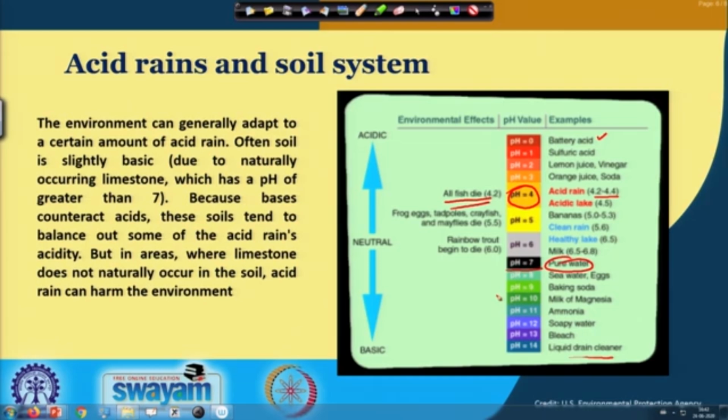The environment can generally adapt to a certain amount of acid rain, and often the soil is slightly basic due to naturally occurring limestone, which has a pH greater than 7. Because bases counteract acids, as I have already discussed in the last slide, this soil tends to balance out some of the acid rain's acidity. But in areas where limestone does not naturally occur in the soil, or where the soil lacks the normal buffering capacity, acid rain can harm the environment, as you can see here.